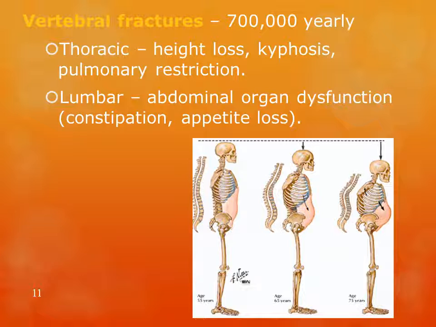Vertebral fractures, 700,000 of these yearly. So when you see those little hunched over older ladies and men, it's not that they have bad posture. It's likely that they've had some vertebral compression fractures that are causing a number of sequelae. You see height loss, you see that kyphosis. Think about what's within that rib cage. It's your lungs. That's giving pulmonary restriction. You're more at risk for atelectasis and even pneumonia. In the lumbar region, you're seeing compression of the abdominal organs, leading to constipation and appetite loss.